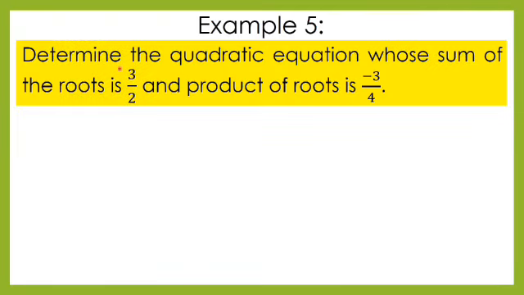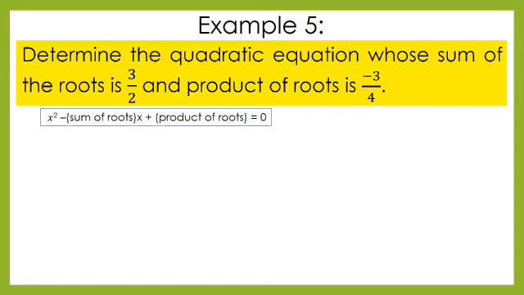Let's have example 5. Determine the quadratic equation whose sum of the roots is 3 over 2 and product of roots is negative 3 over 4. Using the equation we used earlier, which is x squared minus sum of roots x plus product of roots equals 0, we substitute the sum of roots by 3 over 2 and product of roots by negative 3 over 4.